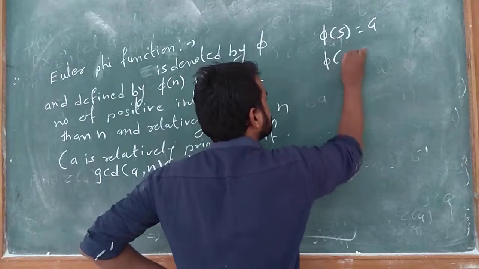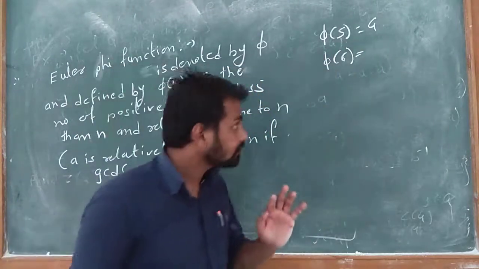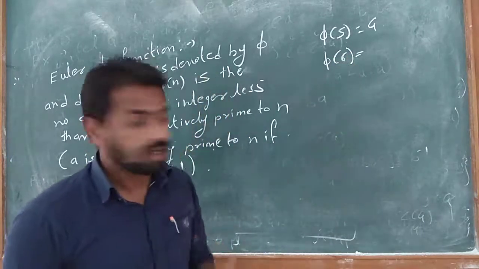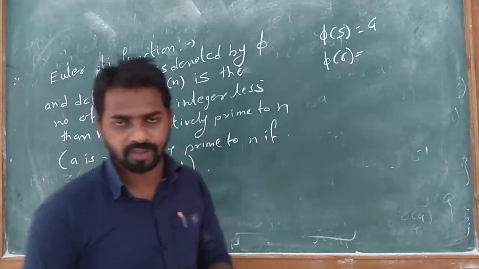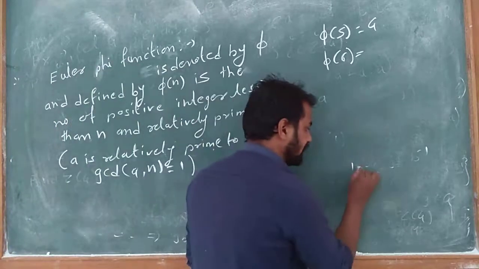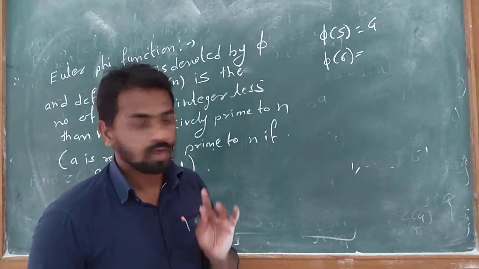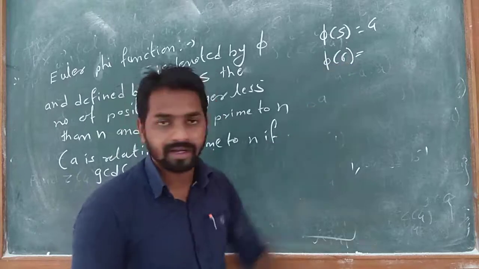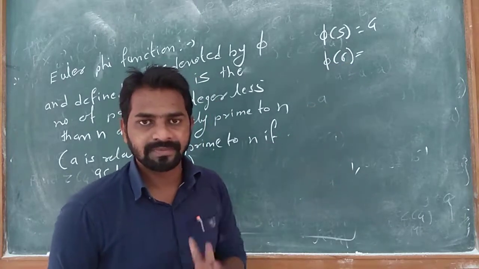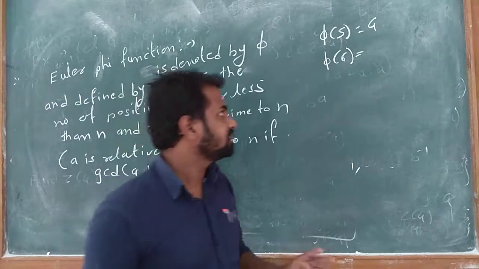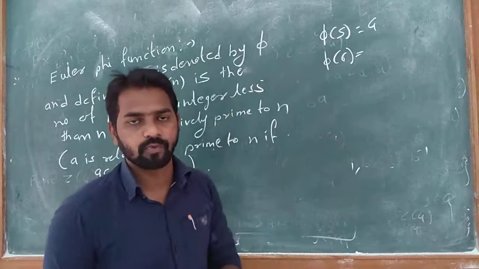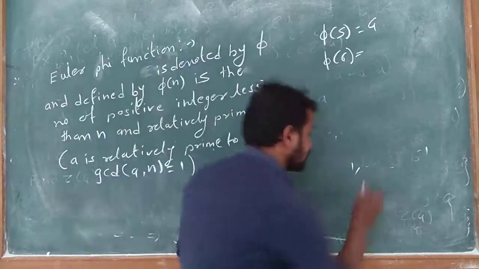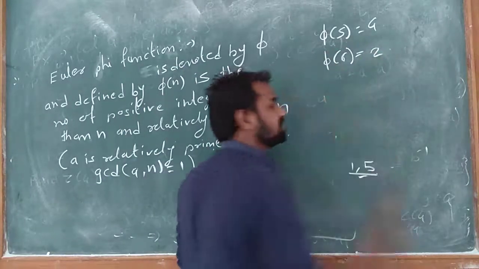Another example is phi of 6. We have to find the elements less than 6 that are relatively prime to 6. First is 1. 1 is less than 6 and relatively prime to 6 because the GCD of 1 and 6 is 1. So 1 is an element. For 2, the GCD of 2 and 6 is equal to 2. Therefore, 2 is not relatively prime to 6. For 3 and 6, the GCD is equal to 3. Therefore, 3 is not relatively prime to 6. For 4 and 6, the GCD is equal to 2. Therefore, this is not relatively prime to 6. The GCD of 5 and 6 is equal to 1. Therefore, there are 2 elements. Therefore, phi of 6 is equal to 2.